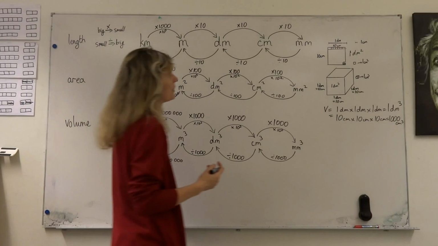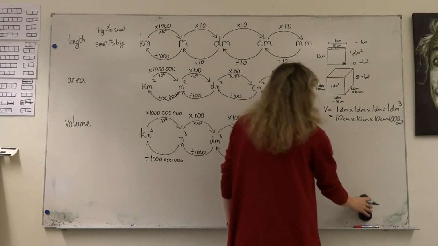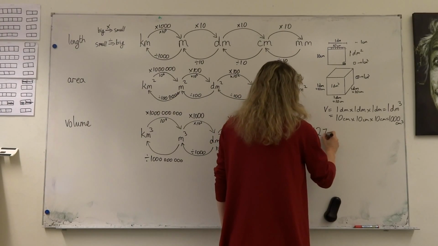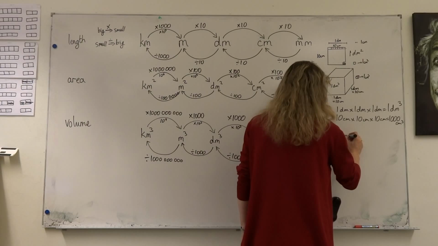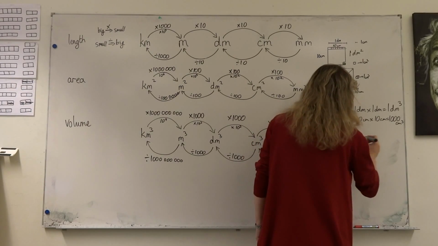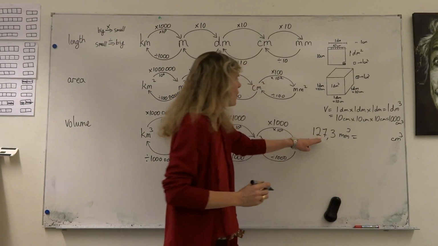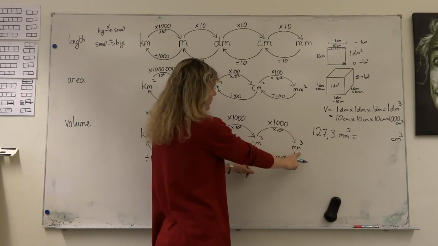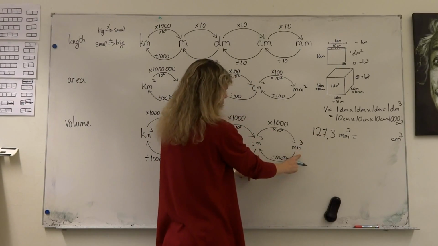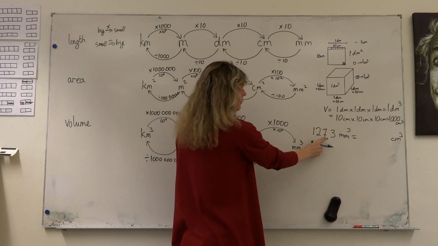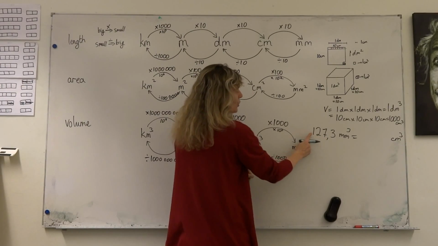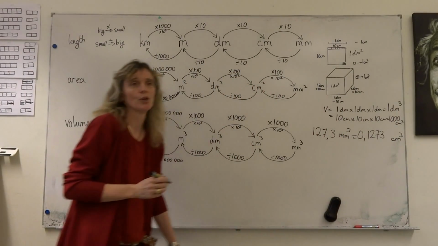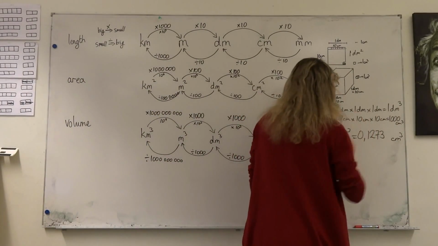So if I was to give you a couple of different questions then, let's say that I was to ask you to convert 127.3 millimeters cubed to centimeters cubed. Okay, I'm going from small unit to big unit, so I'm going from millimeters cubed to centimeters cubed. To turn this one into centimeters cubed, I have to divide by 1,000, which means I move the decimal point 3 places backwards. 1, 2, 3. I'd get 0.1273 centimeters cubed. So millimeters cubed to centimeters cubed could be done like that.